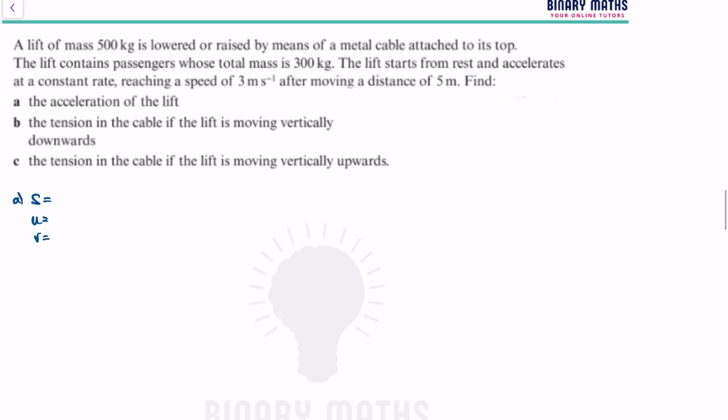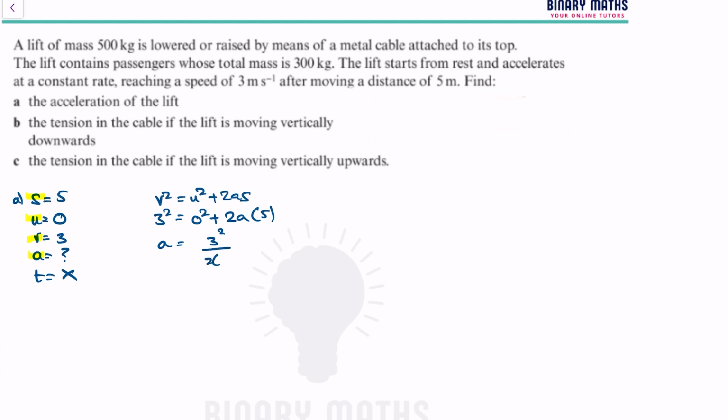So we have to set up a SUVAT equation. We know it's traveled a distance of 5 meters. It started from rest, so initial velocity is 0. It got to a final velocity of 3 meters per second. We're trying to find acceleration. We don't know the time. So we've got S, U, V, and A, which means V squared is equal to U squared plus 2AS, which means 3 squared is equal to 0 squared plus 2 times A times 5, which means A is equal to 3 squared divided by 2 times 5, which is 9 divided by 10, which is equal to 0.9. So acceleration is equal to 0.9 meters per second squared.